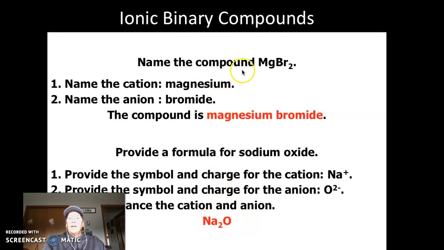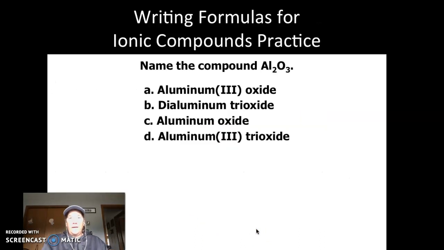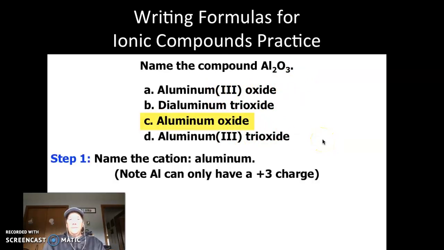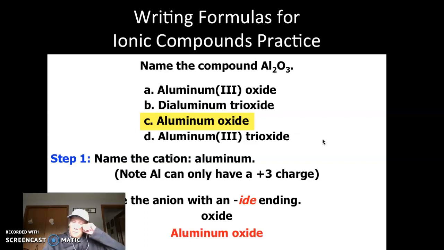Okay, so if you're naming them, name the first one as is, the second one change the ending to IDE. If you're writing the formula, put the charges up and crisscross them. And again, this is a review of what we talked about already. Okay, so this one, if I'm going to name it, Al is aluminum, O is oxygen, but remember we changed the ending to oxide. None of this other stuff. Don't put in 3s and don't put in tris or whatever. It's just aluminum oxide, plain and simple. Okay? Don't get carried away adding in dis and tris and all that. We'll talk about that later, and that's only when you have nonmetals that you do that. Okay? So it's aluminum oxide.